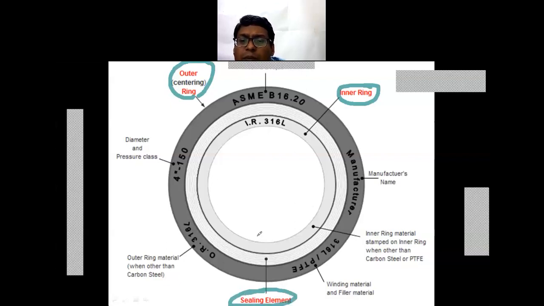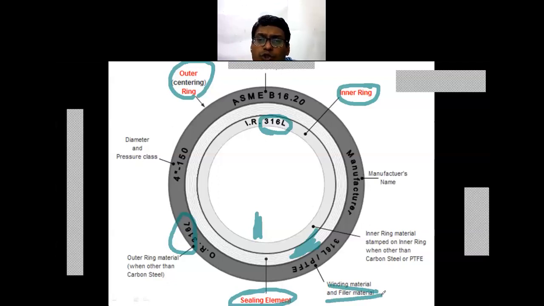The inner ring will be exposed to the fluid, and in this case it is made of 316 stainless steel. Then the outer ring is also made of stainless steel 316. In the sealing element, a winding material is used, and there is a filler material also used. This winding material is again a stainless steel 316, and the filler material is PTFE.